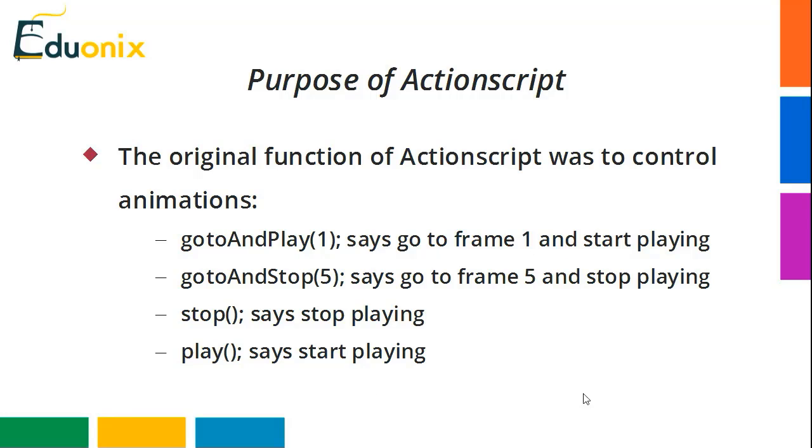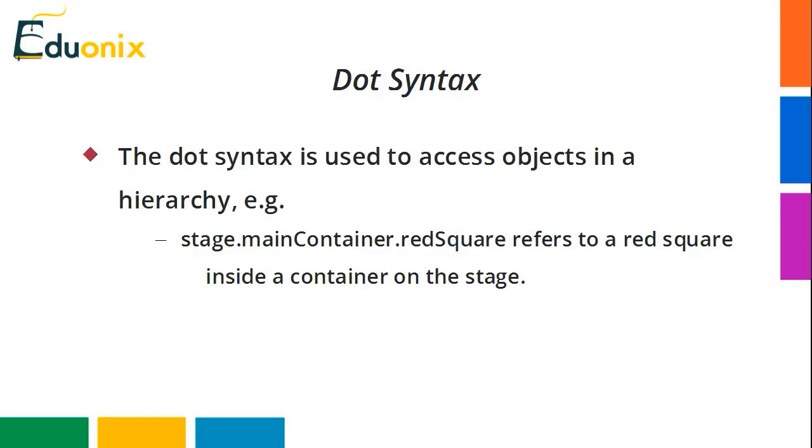So I've shown you those examples, or a couple of them. So let's now talk about the dot syntax. The dot syntax is used to access objects in a hierarchy. One hierarchy you'll come across in Flash is the display hierarchy. The stage, which you see, the white main stage, that's the top of the display object hierarchy.